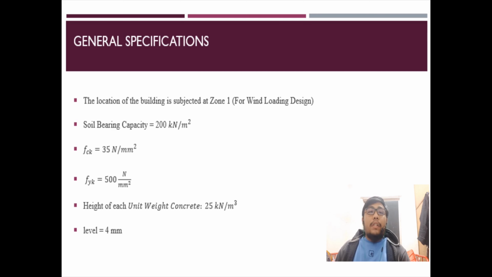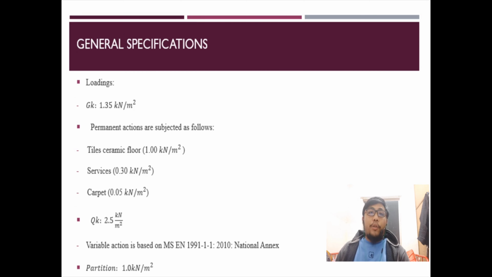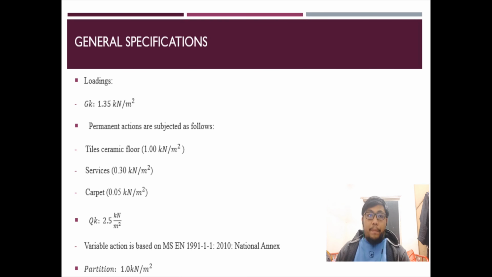The height of each level is 4 meters. The Gk that we are proposing is 1.35 kN per meter square and Qk is 2.5 kN per meter square, according to MS EN 1991-1-1:2010 National Annex, with an addition of 1.0 kN per meter square for partition. The dimensions as well as bar and link sizes are as follows.